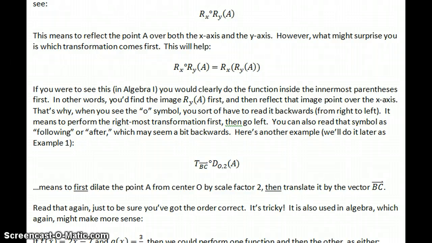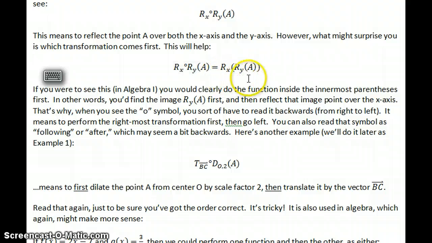All right, so what's tricky about this notation is that the one that's closest to the point, the one on the right, is the one you actually do first. And here's kind of an explanation of why that is. If you were to perform this reflection in x and reflection in y of point A, you can think of this little composition symbol as the start of another set of parentheses. And if it looked like this, I don't think there'd be any doubt in your mind that we should do the one that's closer to the pre-image point in the notation first. We do what's inside the innermost parentheses first, and then we work back from there.